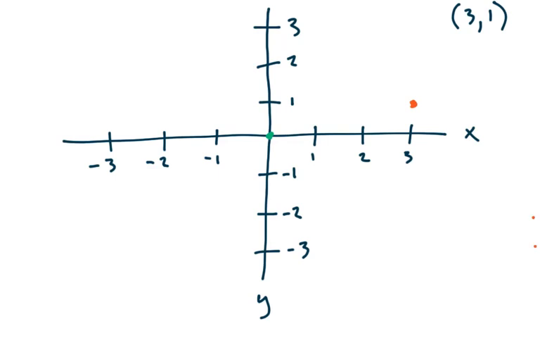Let's do 1, -2. That's going to be in quadrant 4. I'm going to start with my x value, and then I'm going to go down to my y value. So start at the origin, go to 1, and then down 2. So my point is right there.